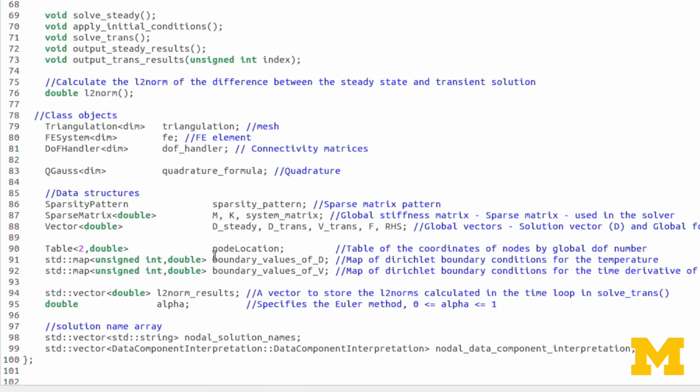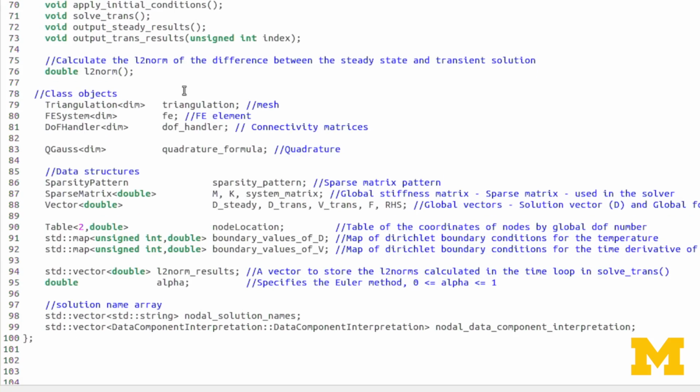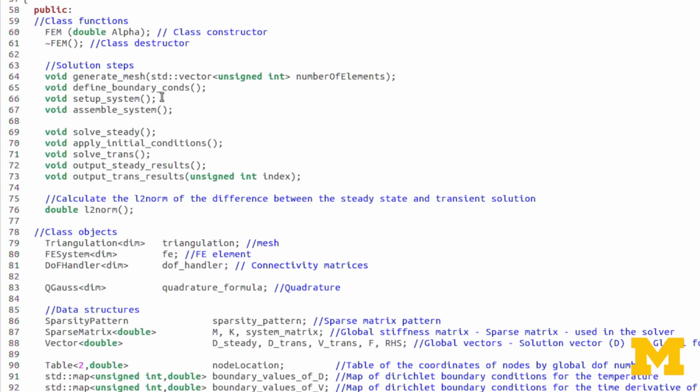We'll scroll down and look at the declaration of functions and objects. The first 4 solution steps are the same, but then we have this solve steady. Then we have apply initial conditions. Since it is a transient problem, or includes a transient problem, we have to include initial conditions. And so you'll be defining those within this function. That function is called within the solve trans function itself.